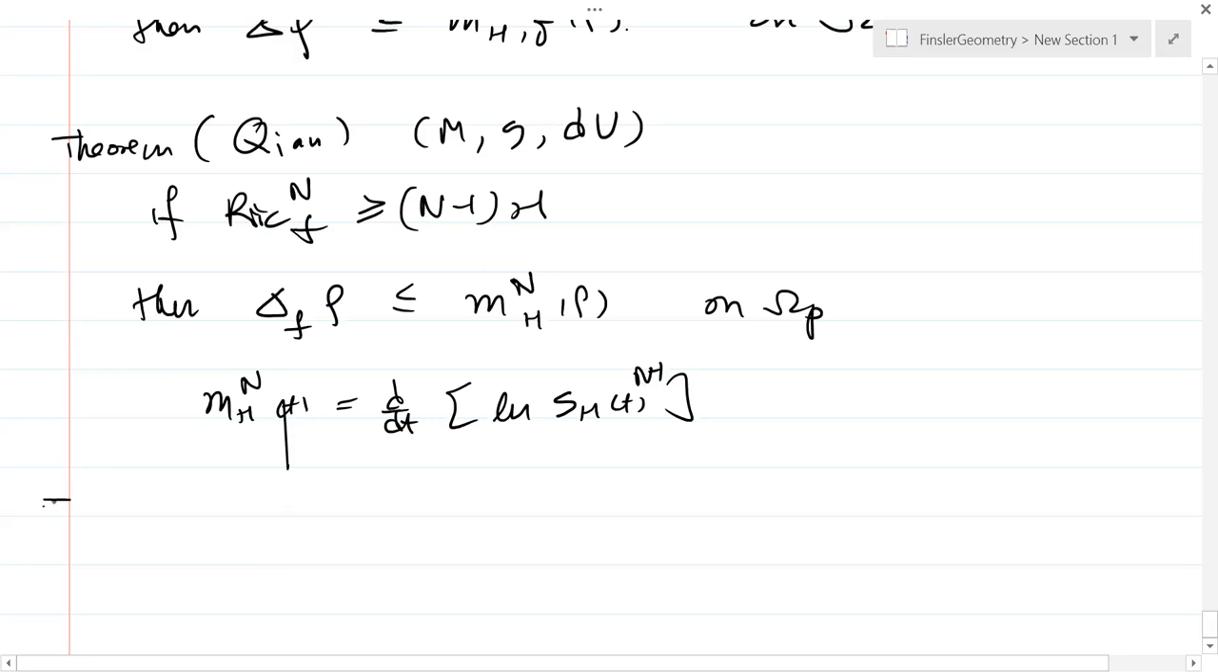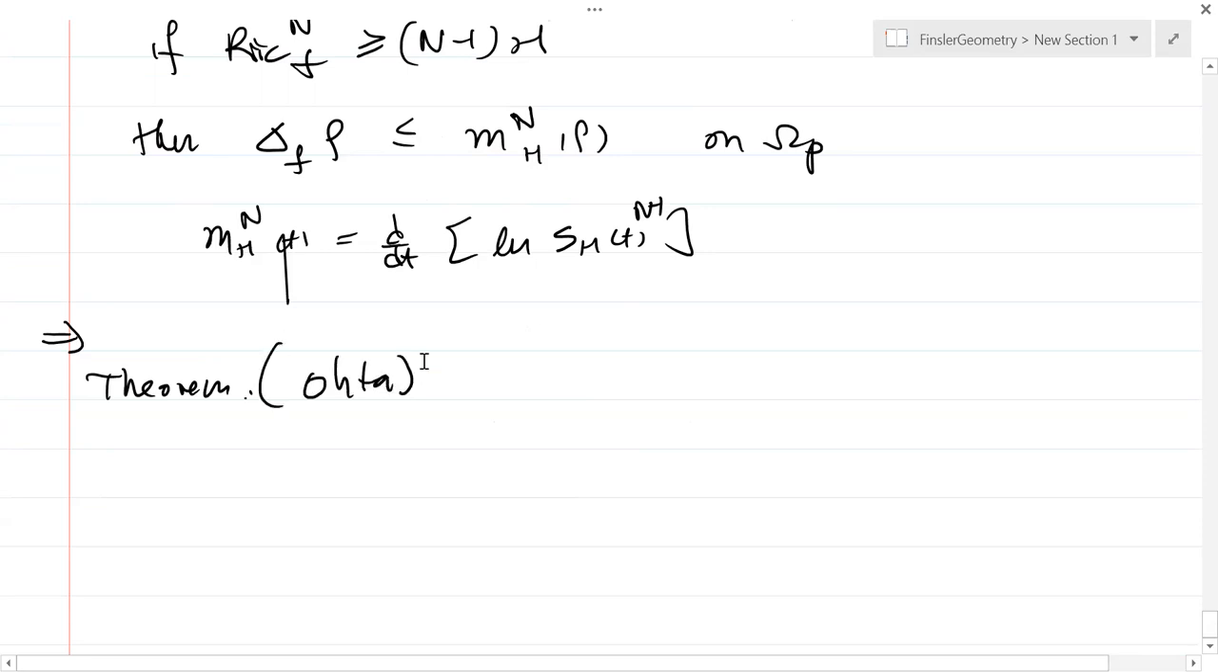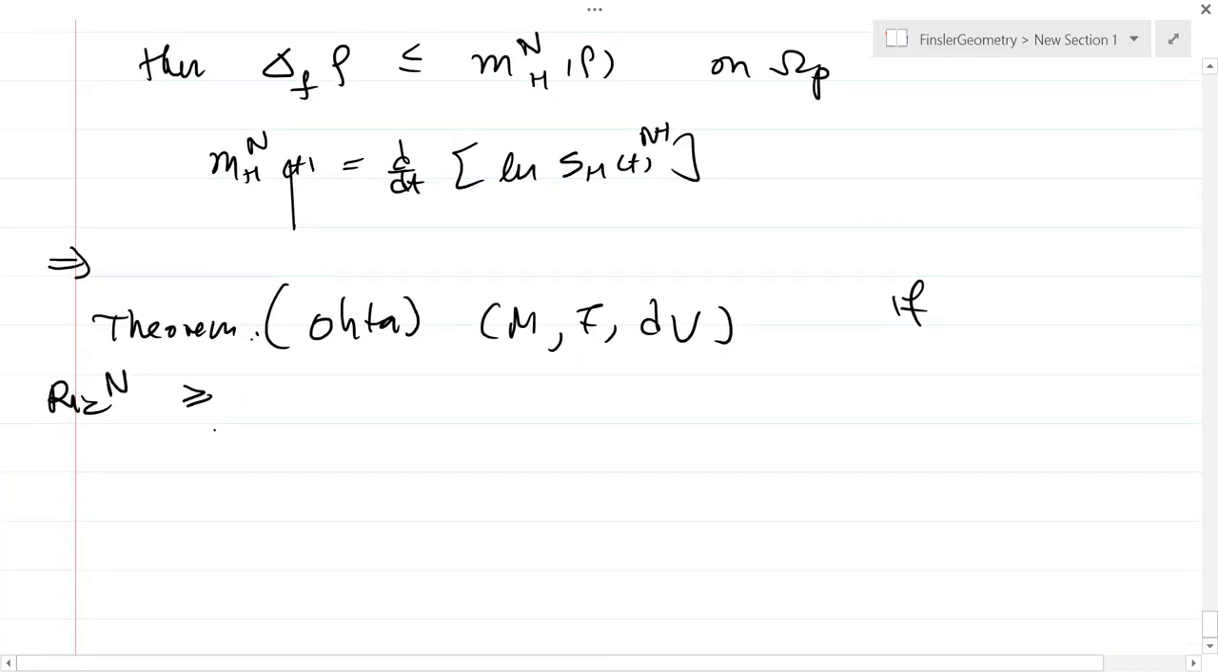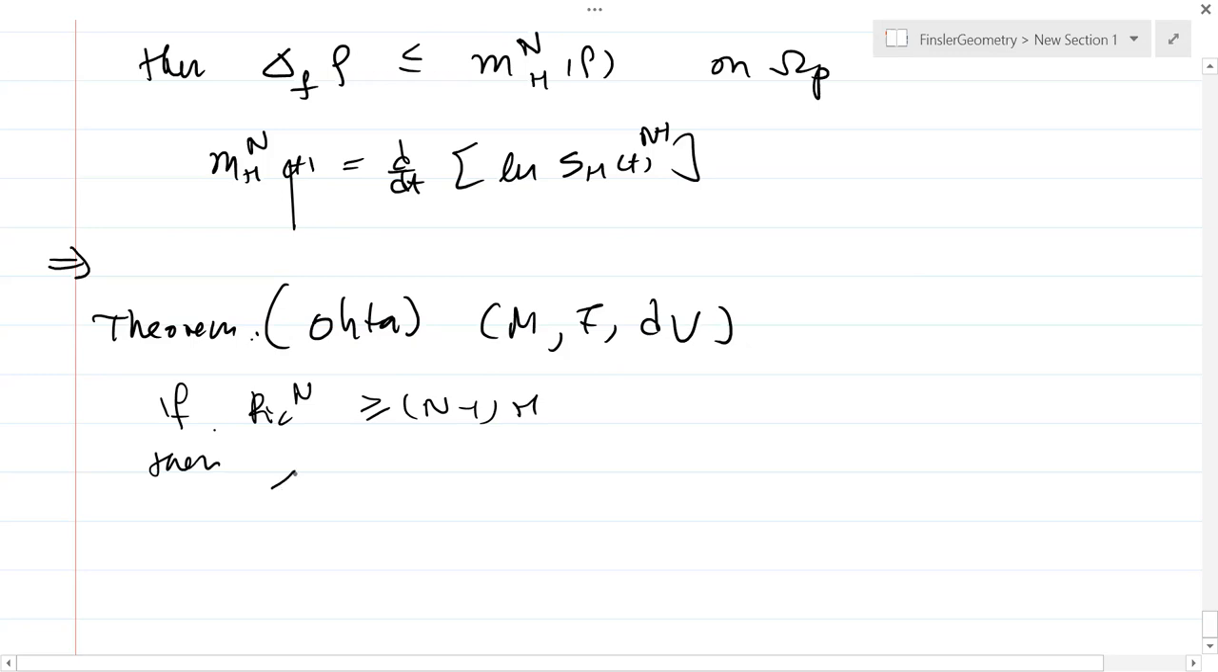Now, using the above theorem, you can get the theorem due to Ohta. This is on the Finsler manifold. And if the weighted Ricci curvature is greater than or equal to capital N minus H, then the gradient has an upper bound and H zero. This is on the manifold.